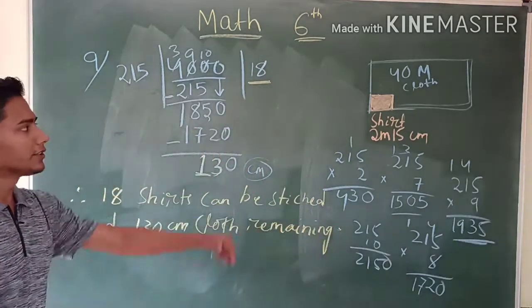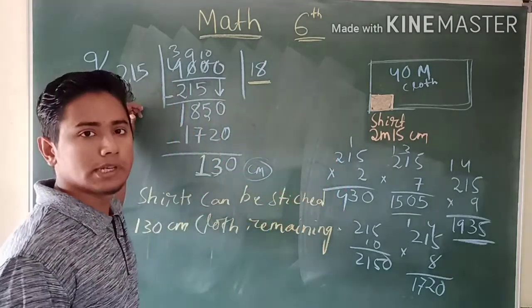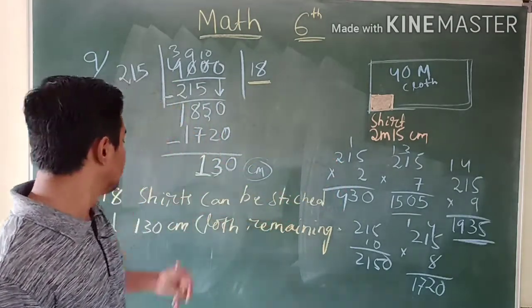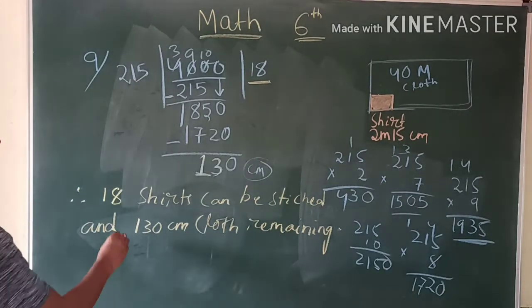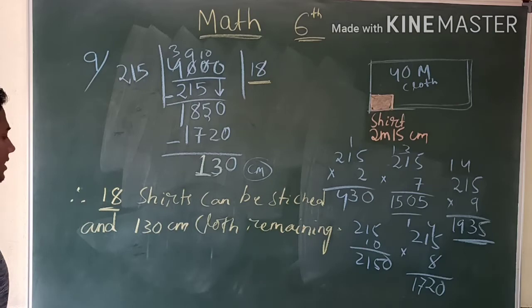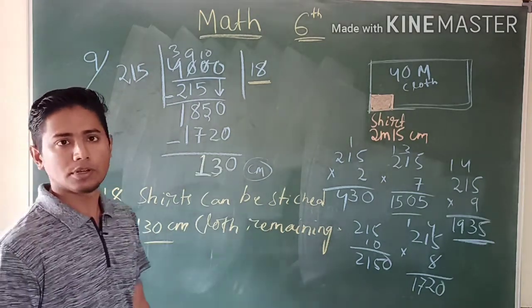Understood everyone? So if you face any difficulties in multiplication and division, then you can comment also. Now after division we got 18 shirts can be stitched and 130 centimeter cloth remaining. All of you understood? I hope so.